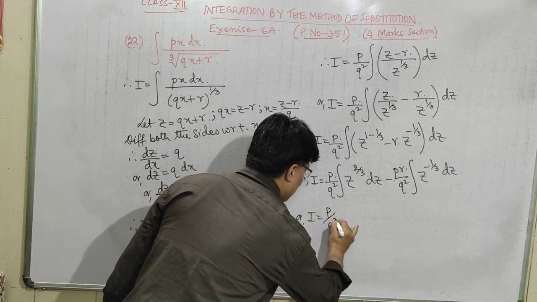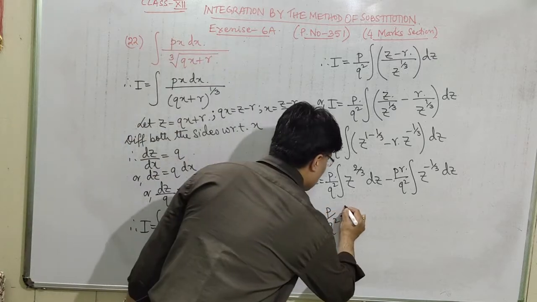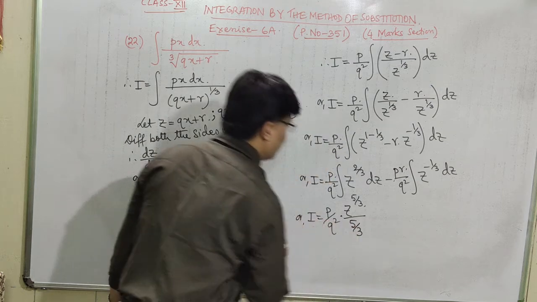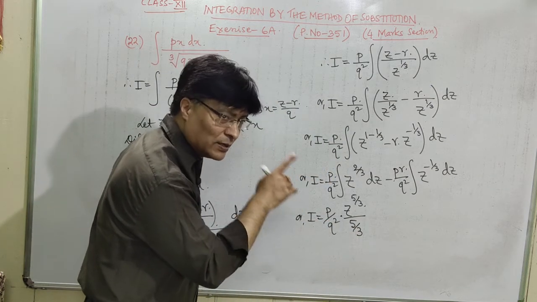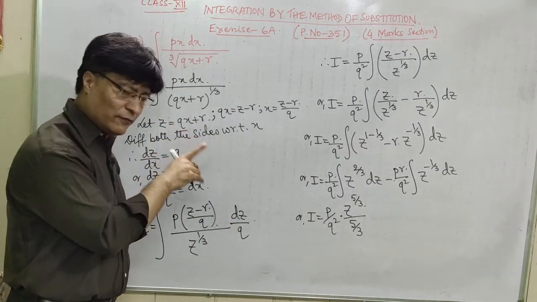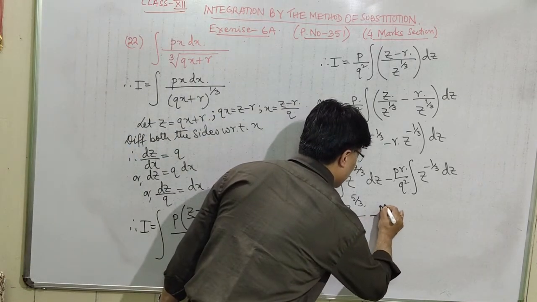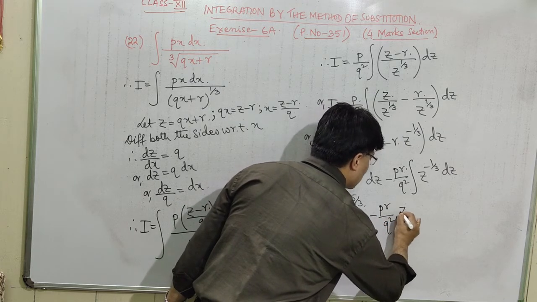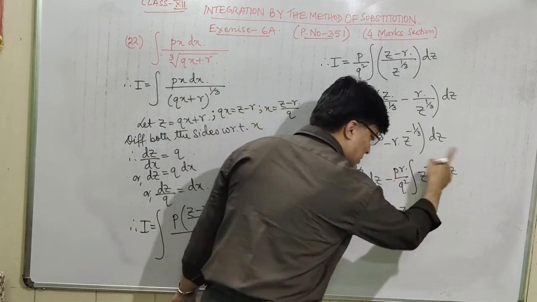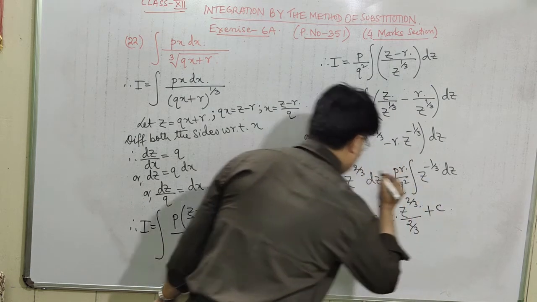I is equal to p by q square into the integration of z to the power 2/3, which will be z to the power 5 by 3 divided by 5 by 3, using x to the power n plus 1 divided by n plus 1, that is 2/3 plus 1, which is 5 by 3. Minus pr by q square into z to the power minus 1/3 plus 1 divided by minus 1/3 plus 1. What is that? 3 ones are 3 minus 1 is 2/3. So this is also 2/3, plus c.